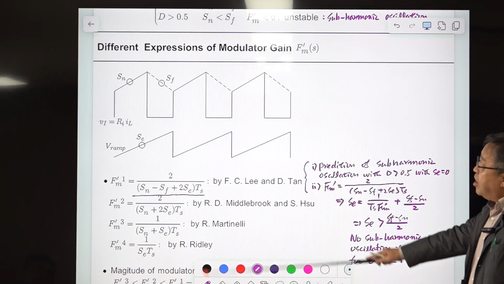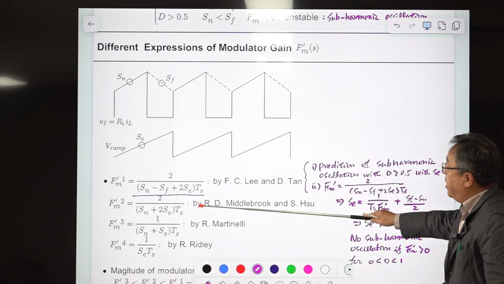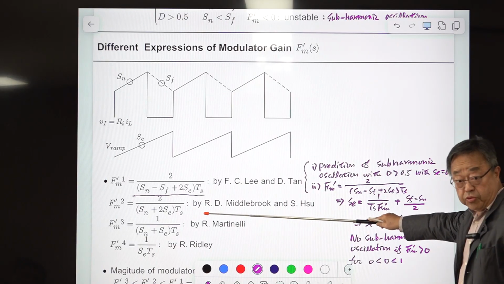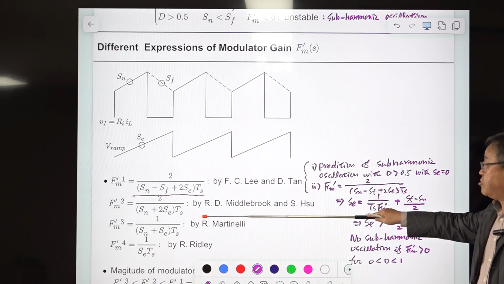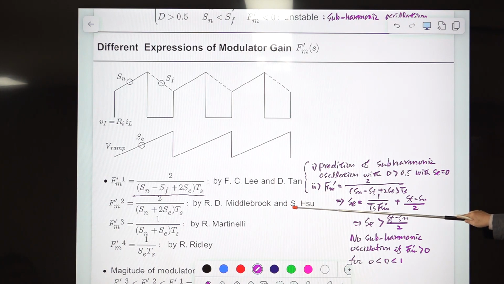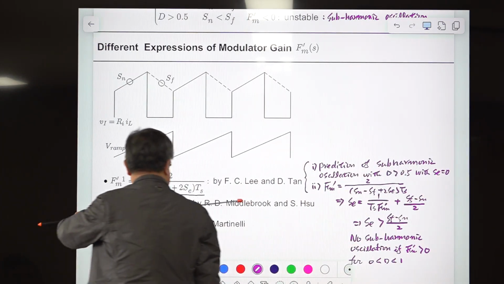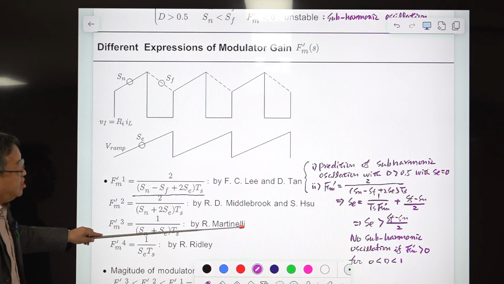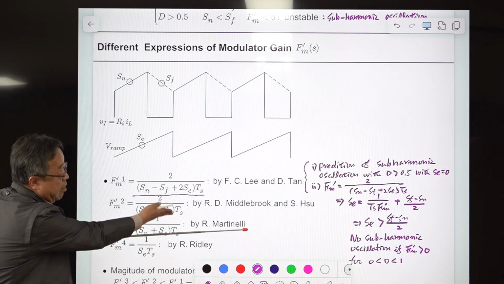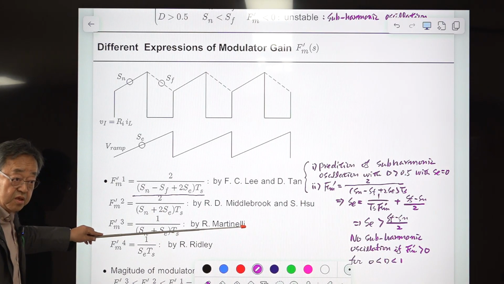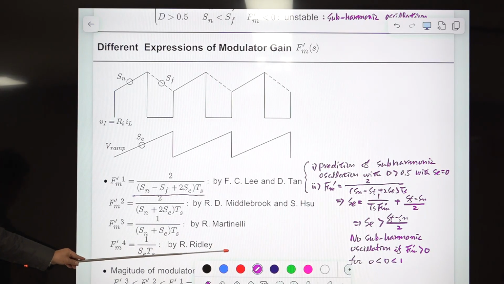There is another expression. This was developed by Richard David Middlebrook, the first father of power electronics. Together, they proposed this expression, and another person, whose name I know but don't know how to pronounce, proposed this. I know this guy very well, Raymond Ridley. He proposed this. Why do many people propose different expressions of this?